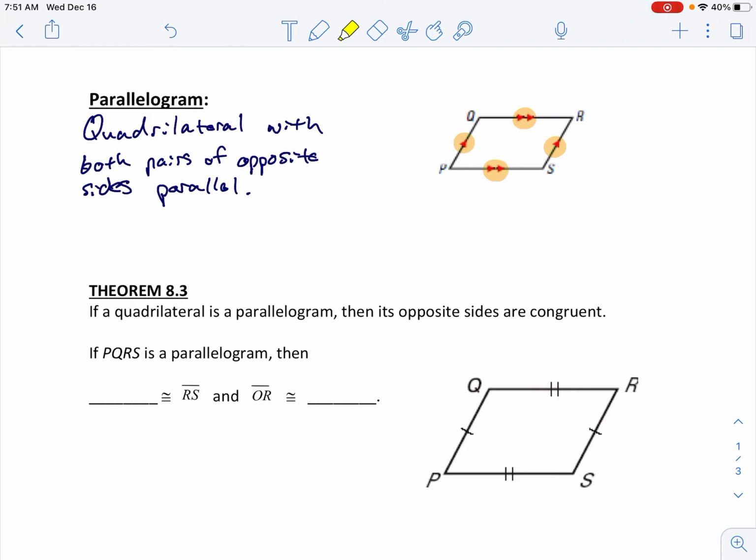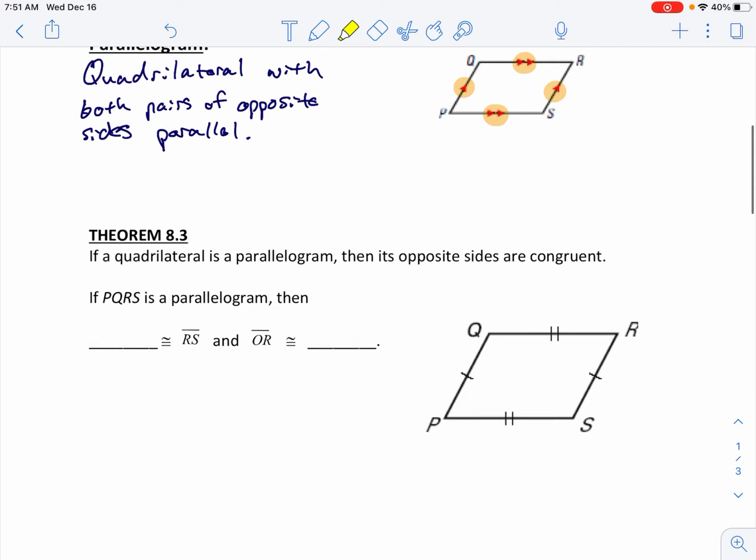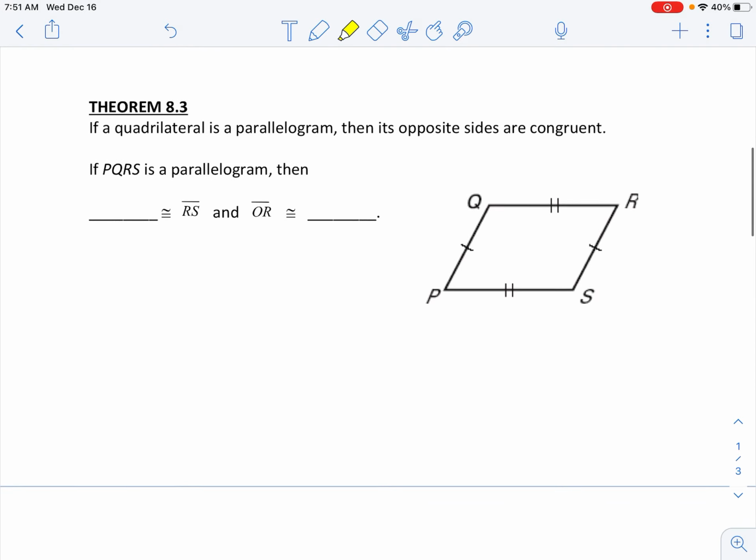So we're going to go through this. A parallelogram has, I believe, four or five special things about it, I might be including the definition here, that we're going to use throughout this unit. So we're going to go through these different theorems and talk about the properties of a parallelogram.